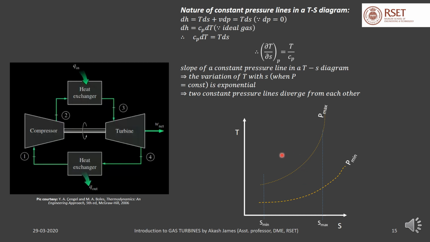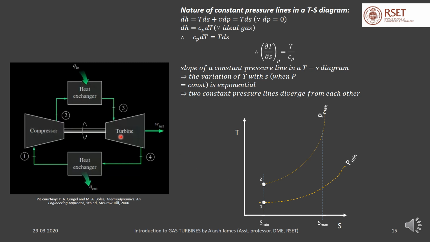Now let's go from state to state in the cycle. Let's start with state 1. In state 1, the gas is at minimum pressure and at minimum entropy. So let's mark it. This is state 1. And when you compress, the compression process is assumed to be isentropic. So the entropy remains the same as minimum, but the pressure increases from minimum to maximum. So the process is like this, vertical, and it reaches the maximum pressure at this point. So this is state 2.